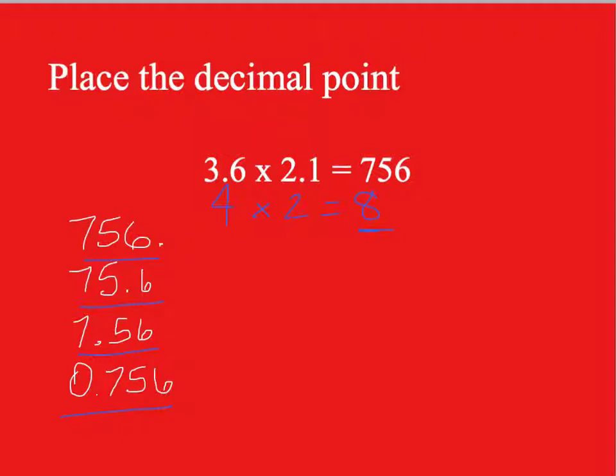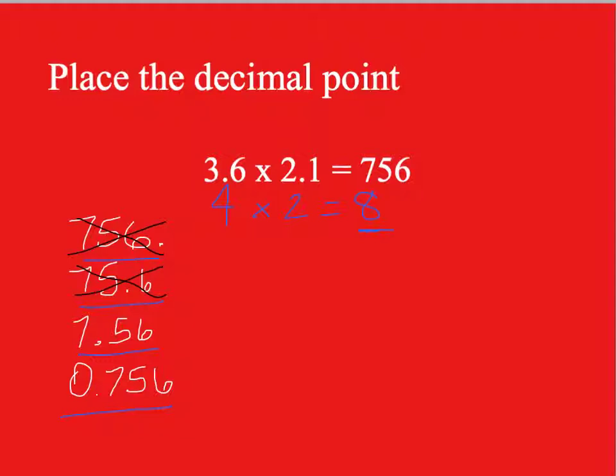So looking at this, I'm going to see that 756 is much greater than 8, so this one doesn't make a whole lot of sense. 75 and 6/10 is also much greater than 8. 75 versus 8, 75 is much bigger, so we're going to go ahead and cross that one out as well. Then I have 7 and 56/100. Well, 7 is really close to 8, and 7 and 56/100 is even closer to 8 than just 7 is. So that could be a reasonable answer.